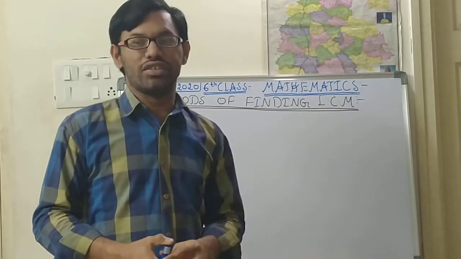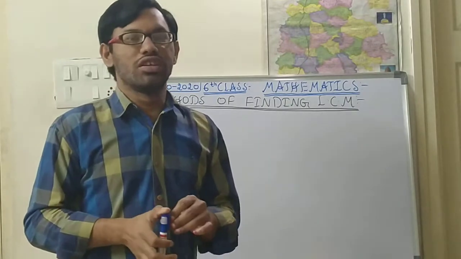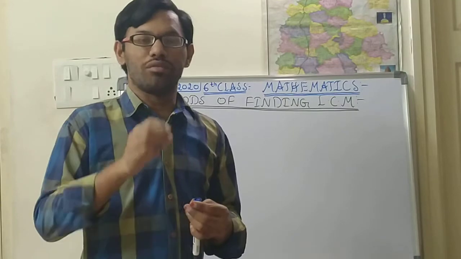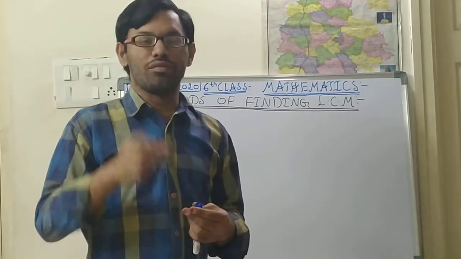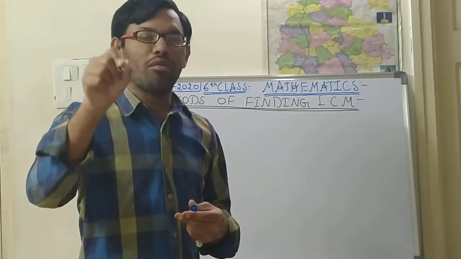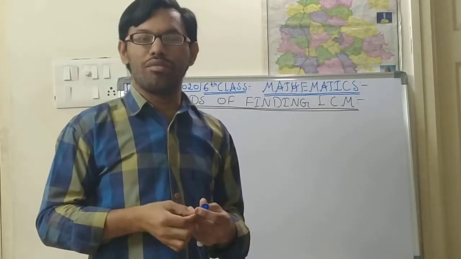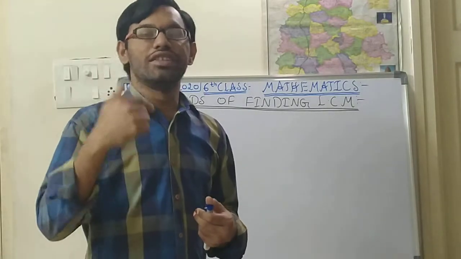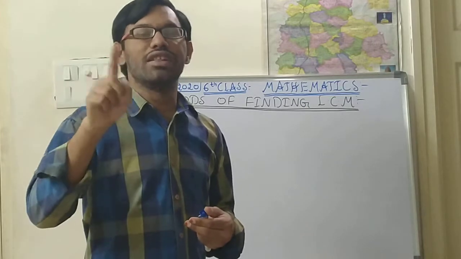To find the LCM, in the previous live class I explained one method: using multiplication tables. Whatever results are there, those are the multiples. From those multiples we take the common multiples, and among the common multiples we choose the smallest. This smallest common multiple is called the least common multiple, that is LCM.